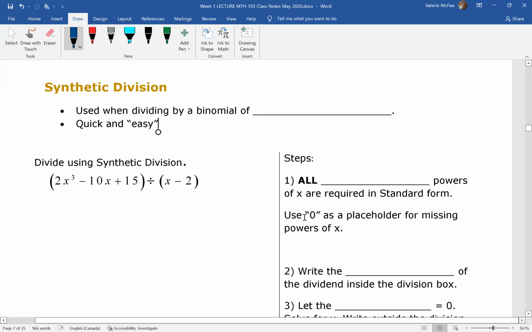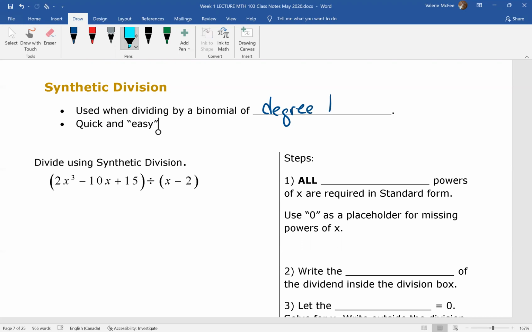In this video lesson, we want to talk about synthetic division. People like synthetic division because it is quick and easy, but it's also a lot harder to notice when you're making a mistake. And it can only be used when you're dividing by a binomial of degree 1. So think about that. Our divisor can only be a binomial. It can't be higher than degree 1. So that really limits when you're able to use synthetic division.